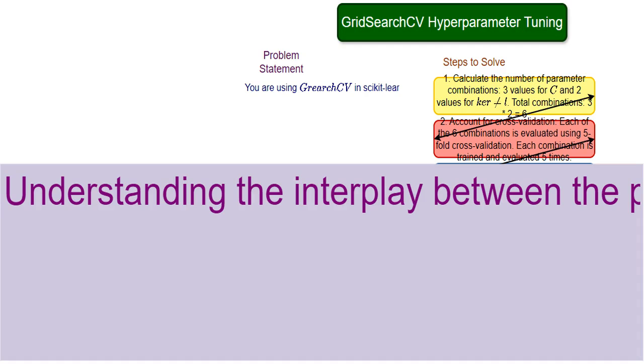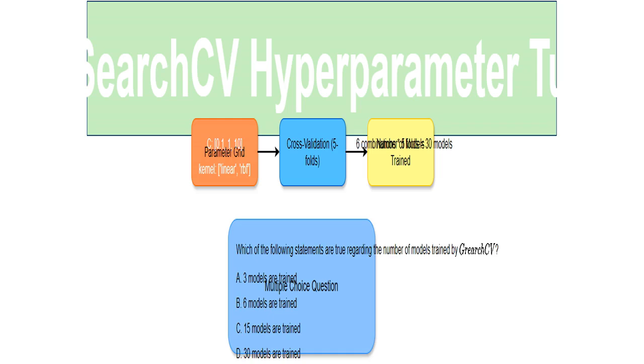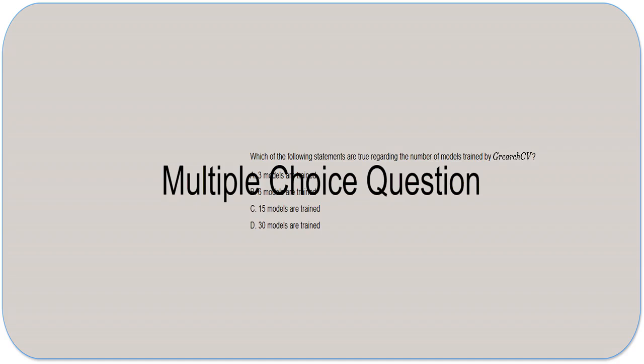I need to understand how the parameter grid and cross-validation interact with GridSearchCV to efficiently tune hyperparameters. The number of models trained impacts the total computation time, so it's a very important thing to know. I'm tuning an SVM classifier using GridSearchCV. That means I'm systematically trying out different combinations of settings to find the best one. This is a multiple-choice question testing my understanding of how many models GridSearchCV trains during hyperparameter tuning.